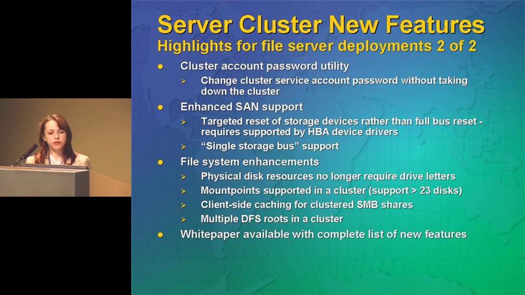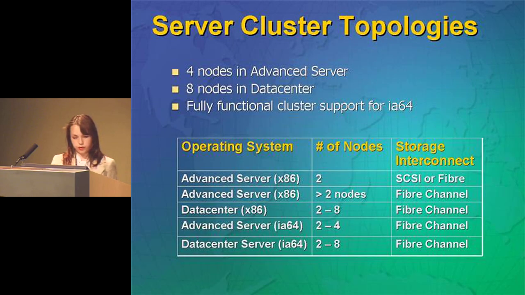We've improved SAN support in .NET Server, and we've added a whole list of file system enhancements. We're supporting the online extend of basic disks that Steve was talking about. We support mount points that allow you to use more than 23 disks, client-side caching, and multiple DFS roots in the cluster, as I mentioned before. Like I said, there is a white paper available. If you'd like to take a look at the entire list of new features we added in clusters, please let us know and we'll give you that white paper.